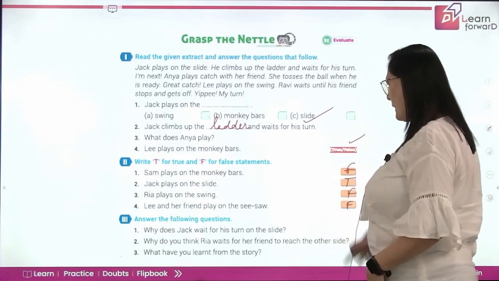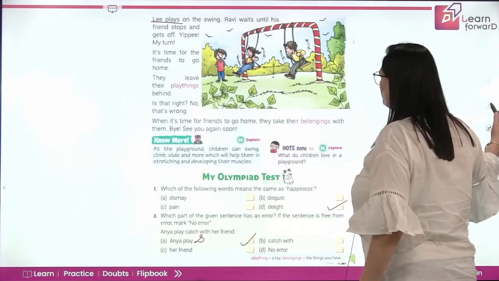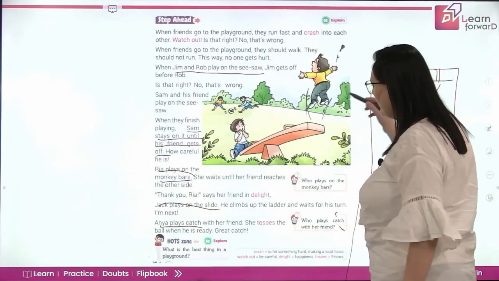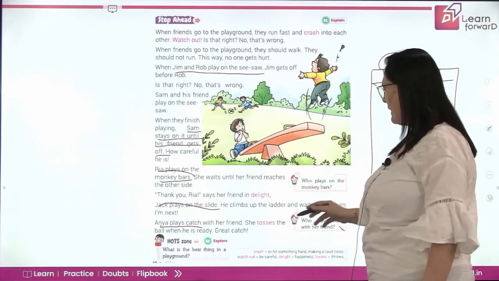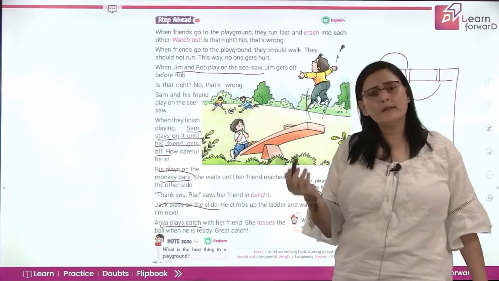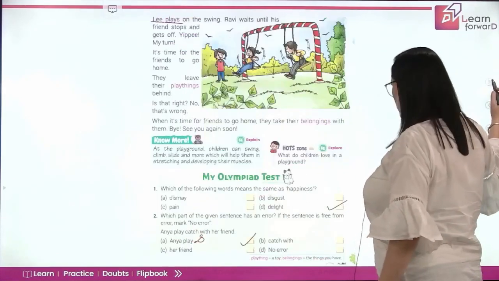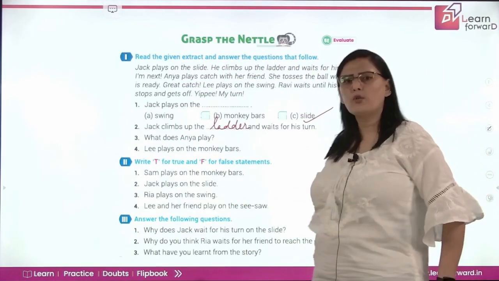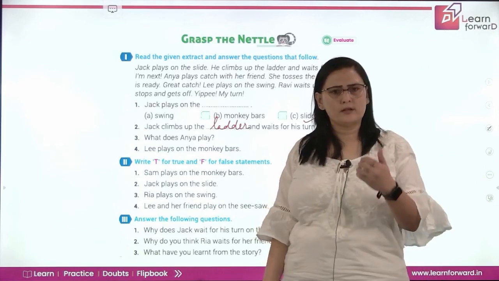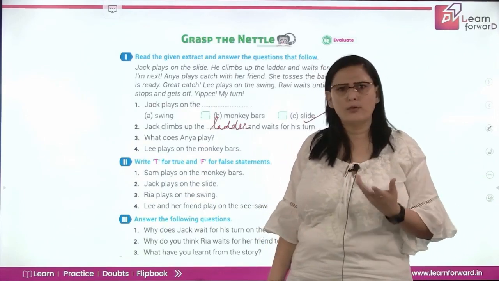Now answer the following. Why does Jack wait for his turn on the slide? Now Jack was playing on the slide and he was waiting on the ladder for his turn. Why does Jack wait for his turn? He was waiting for his turn so that he might not get hurt and he might not hurt others also.